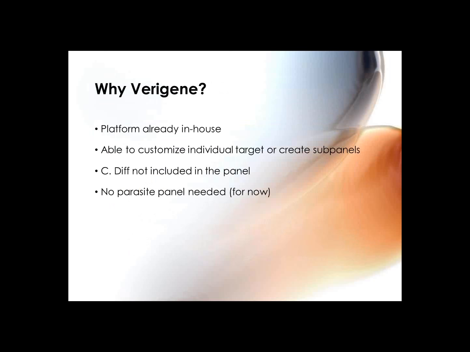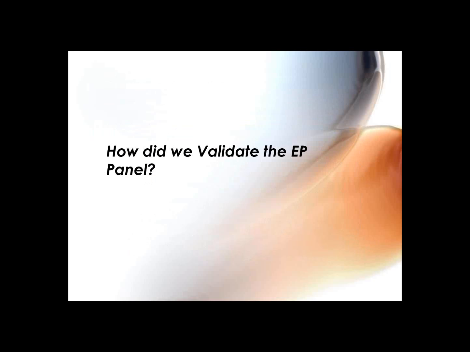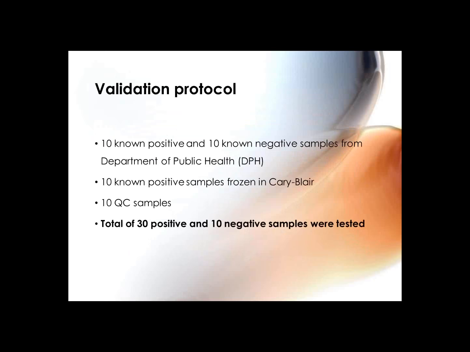in the panel. I think this is important because the criteria for C. diff are different from other bacterial infections, especially in a healthcare setting. And no parasite panel was needed at that time. So how did we validate the EP panel?